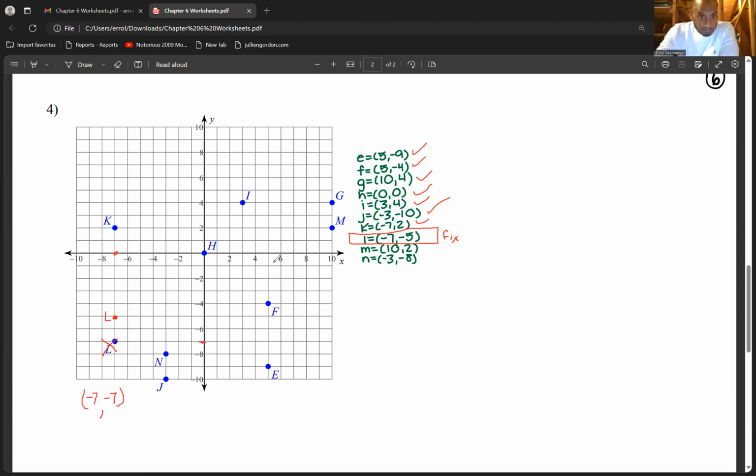M, (10, 2). That one's good. N, (-3, -8). Where's N? Okay. Yeah. Okay, just fix L on that one. All of them are good except L. Okay, 4 is good except for the L. Fix that one.